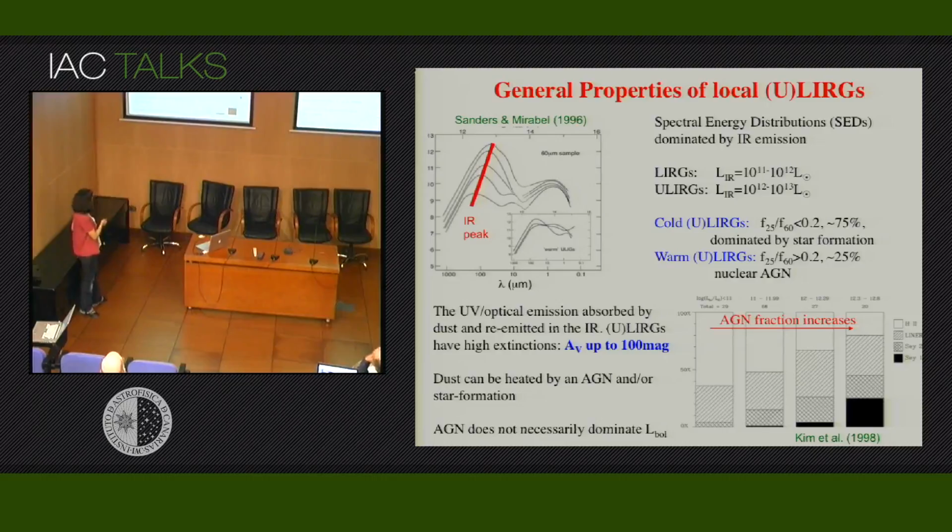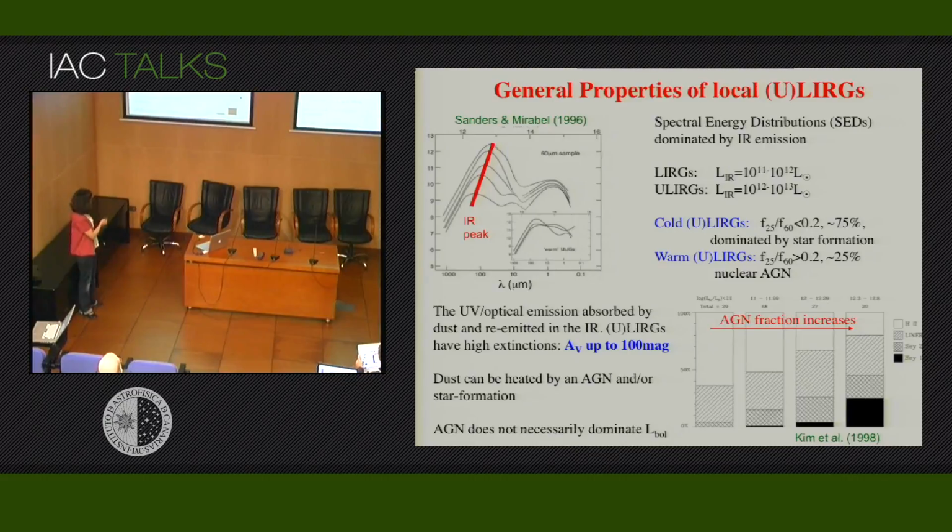This doesn't necessarily mean that the AGN dominates the bolometric luminosity, but also what happens here, this is difficult to see, here basically we have the infrared luminosity increasing this way, and it's just showing you the AGN fraction in black with these Seyfert 1s, and these hashed in this direction are Seyfert 2s and then LINERs. So as the infrared luminosity of the system increases, the AGN fraction increases.